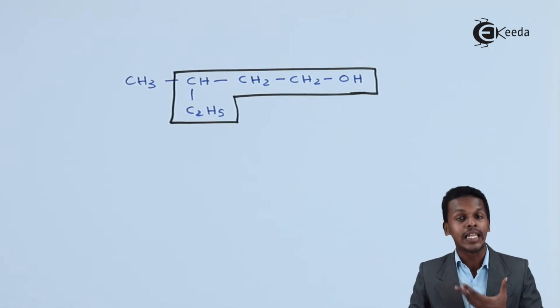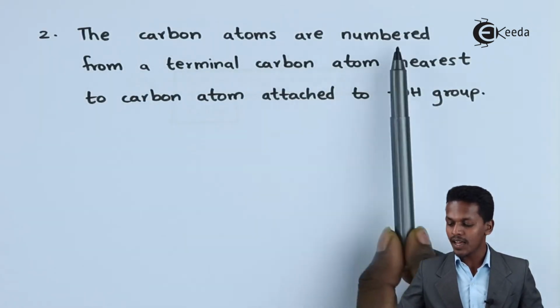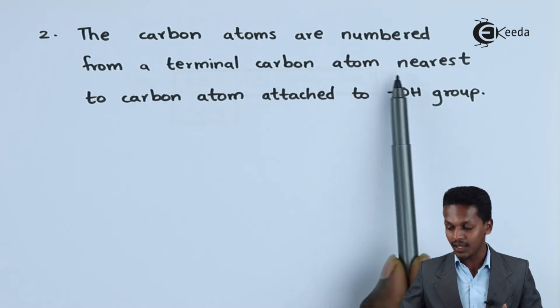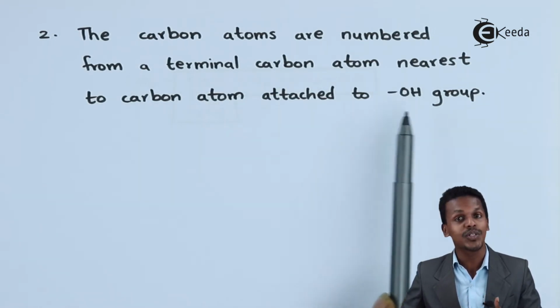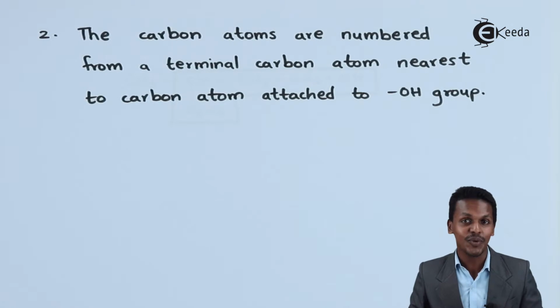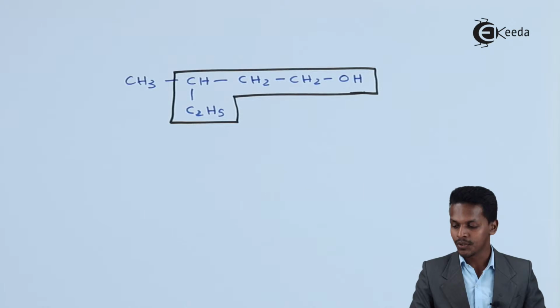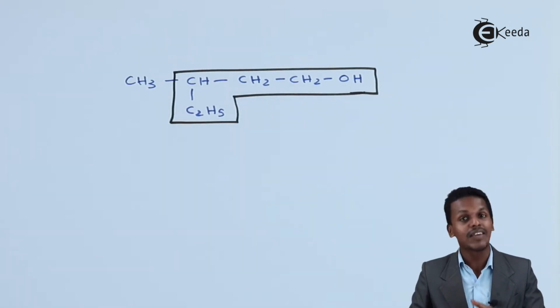So this is one of the rules that I have discussed. And now let me talk about another rule, so that we can give the IUPAC nomenclature to this example. So now let's do the second rule. The carbon atoms are numbered from a terminal carbon atom nearest to the carbon atom attached to the OH group. Based on this rule, let us understand the IUPAC name for the previous example. Suppose we have to follow the second rule for the IUPAC nomenclature for an alcohol. In that case, we have to choose the longest chain, which we did, as well as give the number.